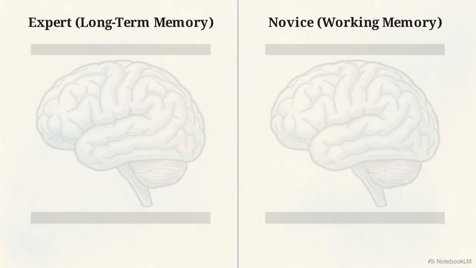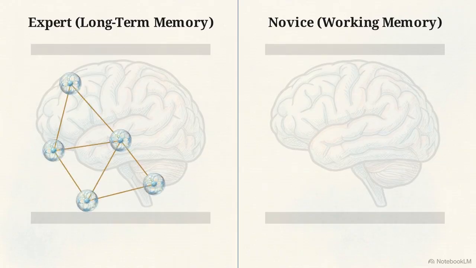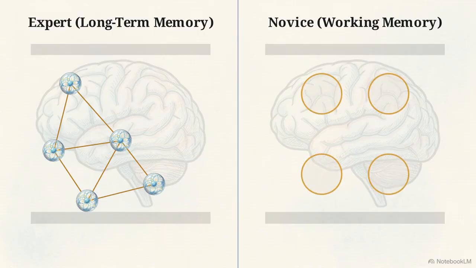This split screen illustrates the exact structural difference between an expert and a novice. On the left, the professor possesses massive, organized cognitive schemas in their long-term memory, allowing for instant pattern recognition. On the right, the student relies on their working memory to process new information. That working memory is strictly limited, capable of holding only about 4 distinct elements at a time.